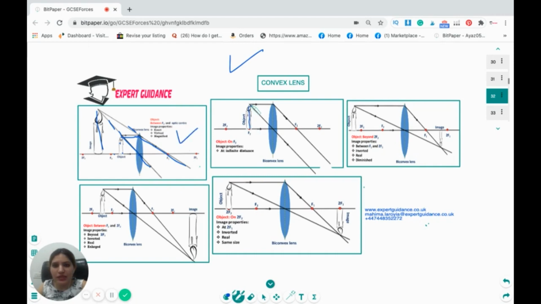If you put an object at the focus, then you will get the image at an infinite distance. These rays will never meet, whether you go forward here or extrapolate backwards.